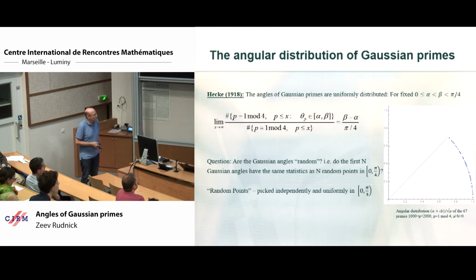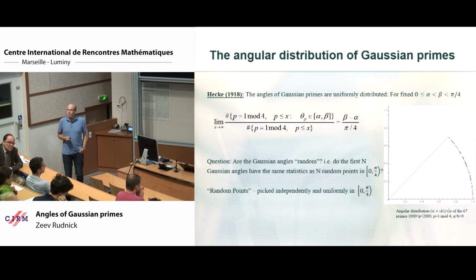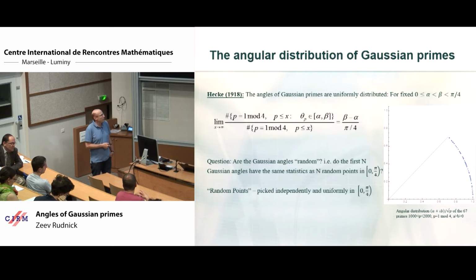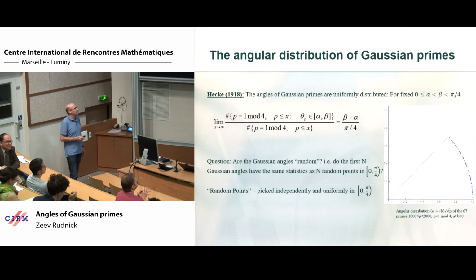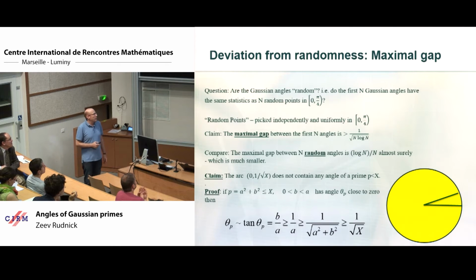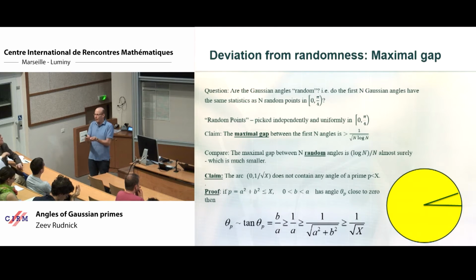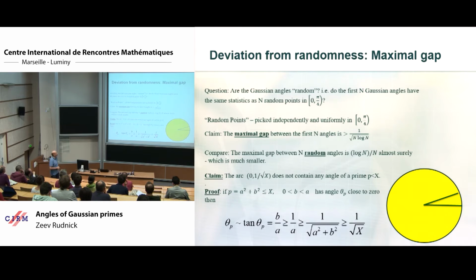Okay, so what I'm going to compare these angles to are random points. So I take, for instance, n points between 0 and pi over 4, chosen independently and uniformly. And I compare the various statistics that I have for random points with the statistics I can deduce or experiment with for these particular angles. So from some points of view, these angles are not random. Well, of course they're not random. They are God-given. We have the primes. There's nothing random about them.